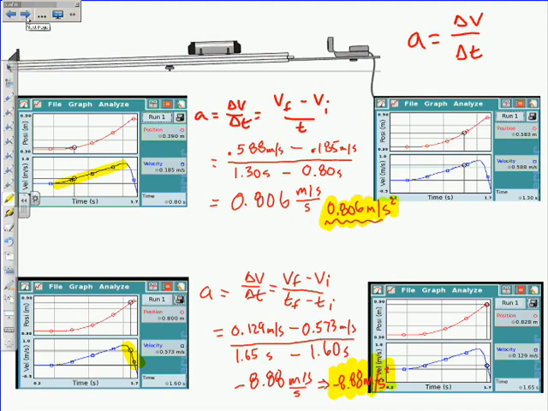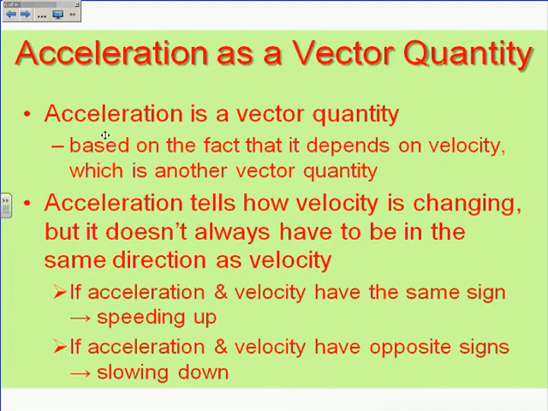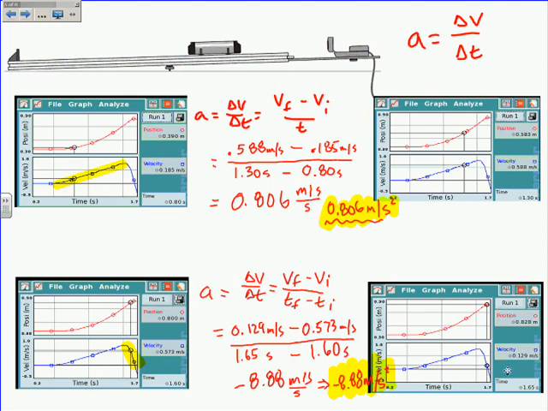So just to wrap this up, acceleration is a vector quantity. It has magnitude and direction. It depends on velocity, which is another vector quantity, so it kind of makes sense. And acceleration tells us how the velocity is changing, but it doesn't always have to be in the same direction as velocity. For example, if we take a look back at these calculations, these are both positive velocities. Remember from our discussion about velocity, the sign on velocity tells us the direction that that object is moving, but not necessarily how big or small it is.